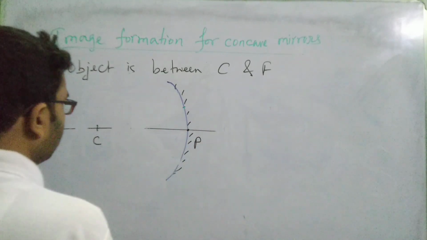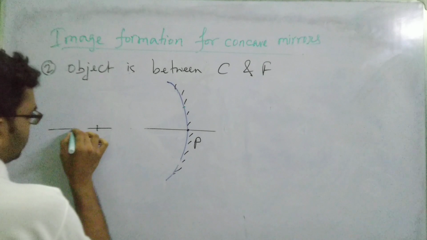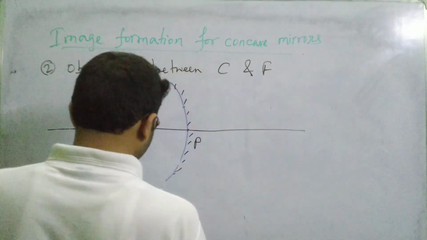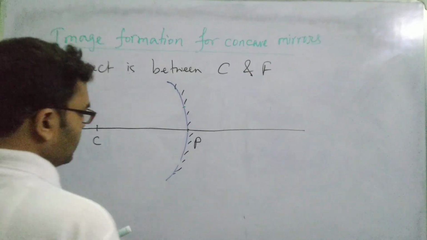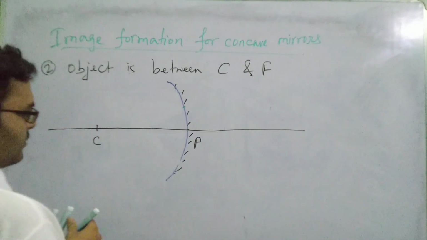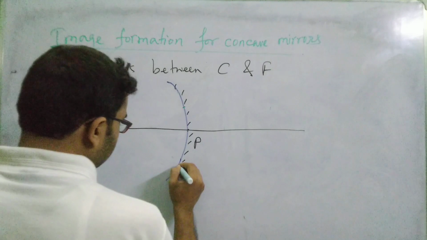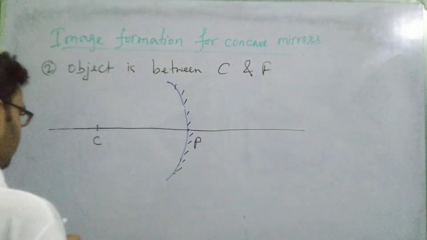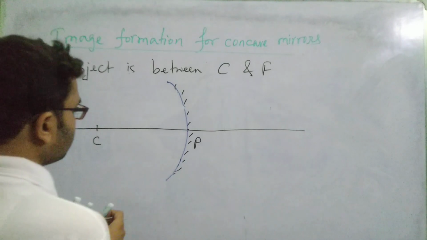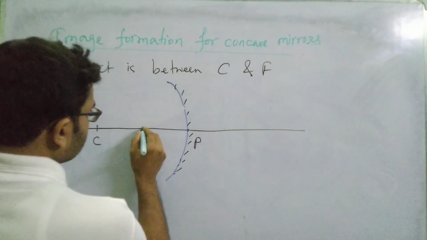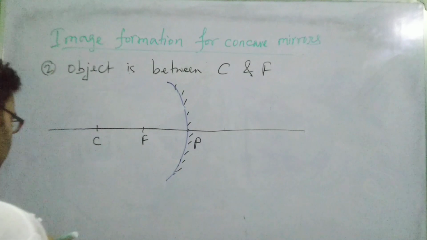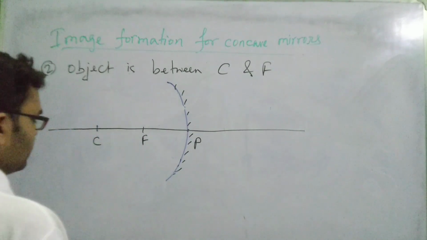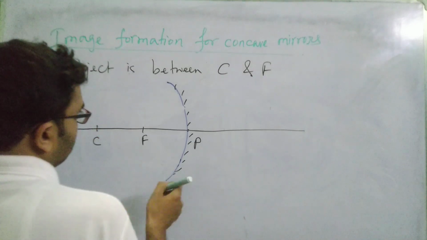Let us redraw the principal axis. Here we will be extending the principal axis on the right side of the mirror to a certain extent, because the image you will see in this case will be found on the other side of the mirror. So this is C and this is F. The object is kept in between F and P.